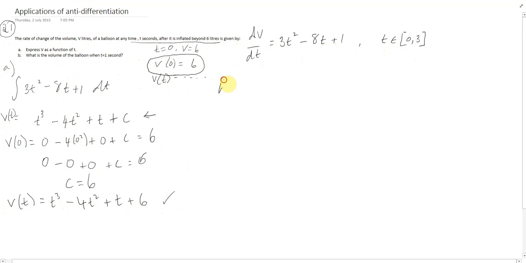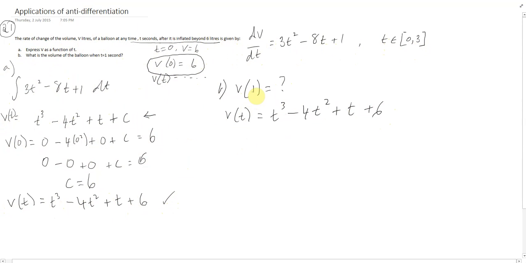Now, part B. What is the volume of the balloon when t equals 1? So we're looking for V of 1 equals what? So let's write our equation out. Here it is down here. It's volume, t cubed minus 4t squared plus t plus 6.